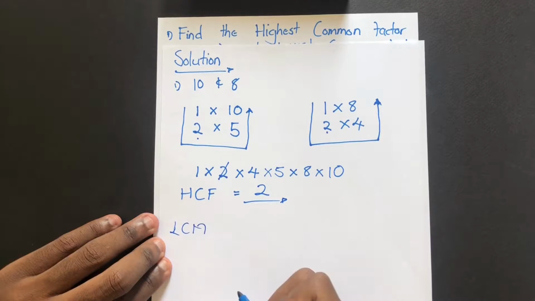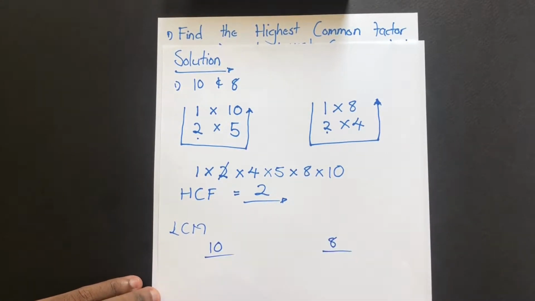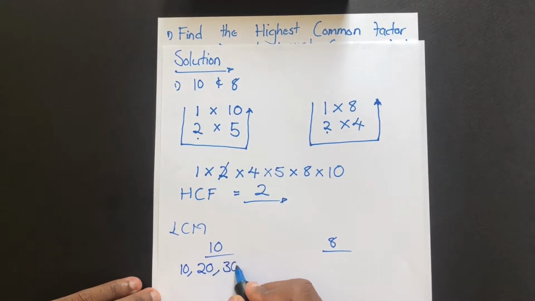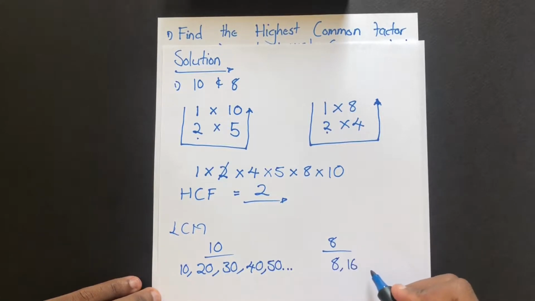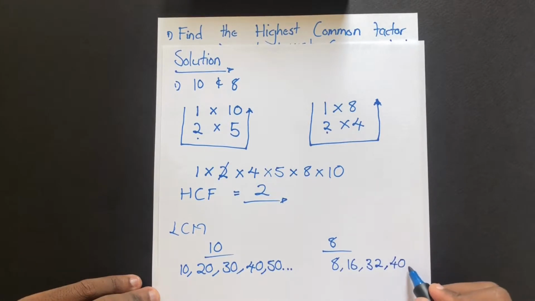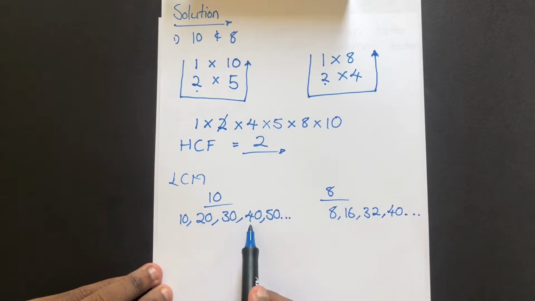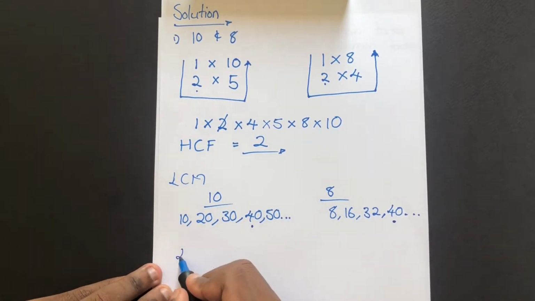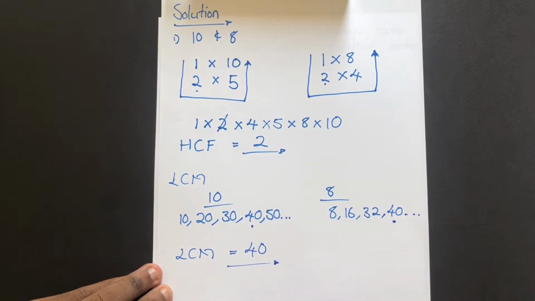Then for LCM, it's easy. You gather up the multiples of each number, 10 and 8. So for 10, it's 10, 20, 30, 40, 50, etc. Then for 8 is 8, 16, I missed out 24 here, 24, 32, and 40. So our lowest value that we can get from these two number lines is 40. So therefore it is our lowest common multiple.